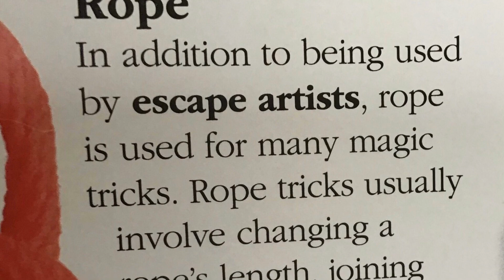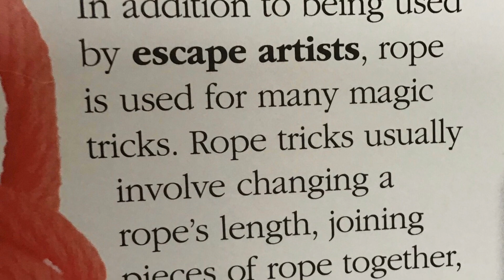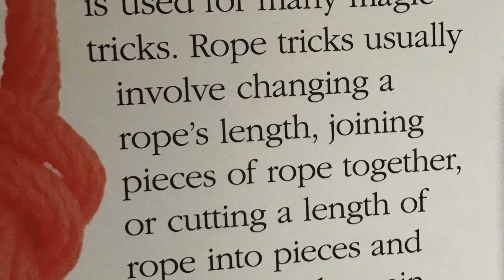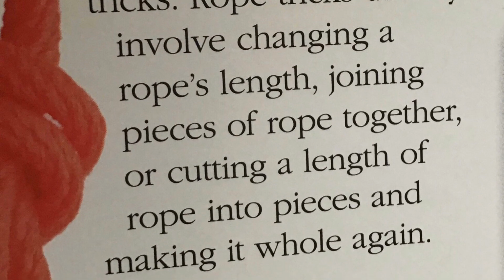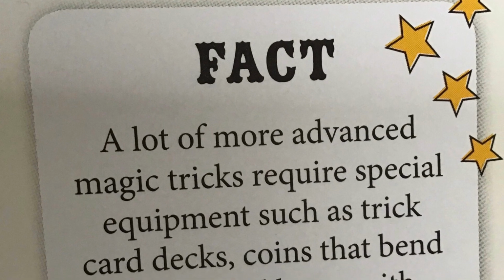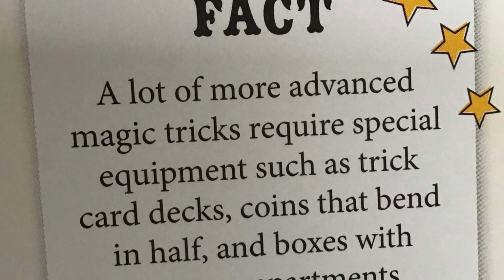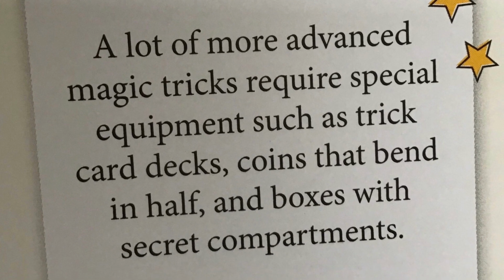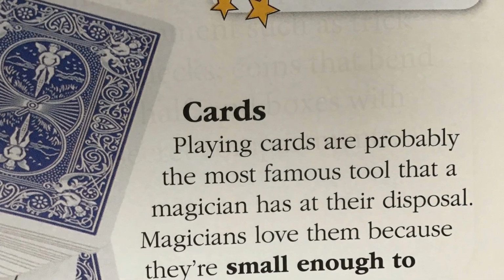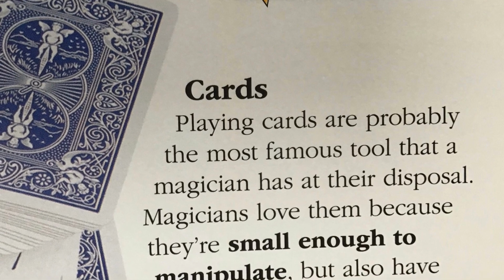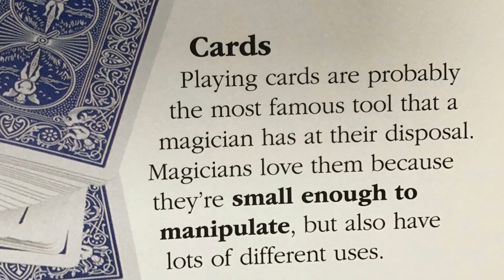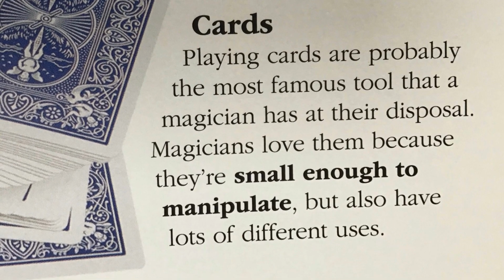Rope. In addition to being used by escape artists, rope is used for many magic tricks. Rope tricks usually involve changing a rope's length, joining pieces of rope together, or cutting a length of rope into pieces and making it whole again. And here's a fact. A lot of more advanced magic tricks require special equipment, such as trick card decks, coins that bend in half, and boxes with secret compartments. Cards. Playing cards are probably the most famous tool that a magician has at their disposal. Magicians love them because they're small enough to manipulate, but also have lots of different uses.